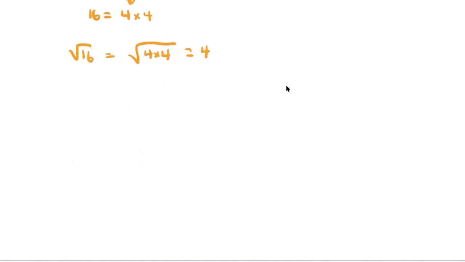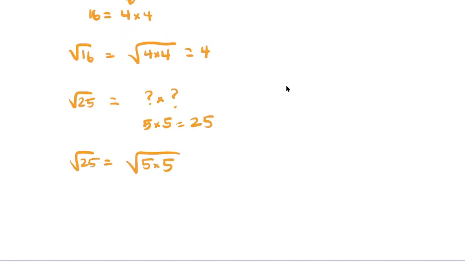Just so that we get a little bit of extra practice, let's do one final one before we move on. Square root of 25. What number, when you multiply it by itself, gives you 25? That would be 5. 5 times 5 is equal to 25. So the square root of 25 is equal to the square root of 5 times 5. Remember, the answer to a square root is just that one question mark. So the square root of 25 would be 5.